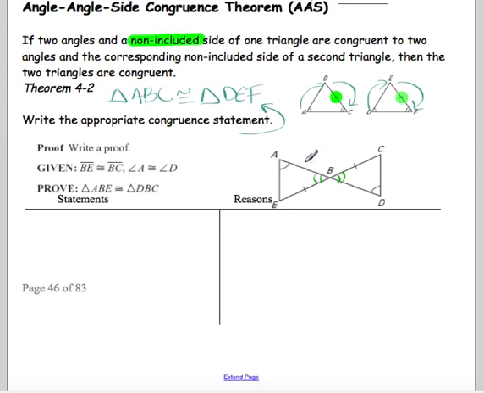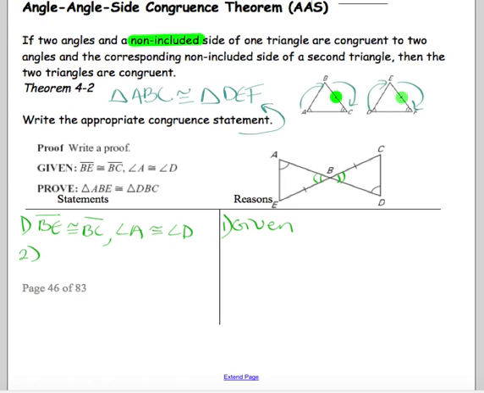Notice that the side is not between the angles, so the S is going to be on the end of the statement instead of between the A's in the statement. And so we know our route that we're going to take. So I'm going to start by putting my givens. I like to put them all together. Saves writing. So the first statement is just my givens and the reason is given.